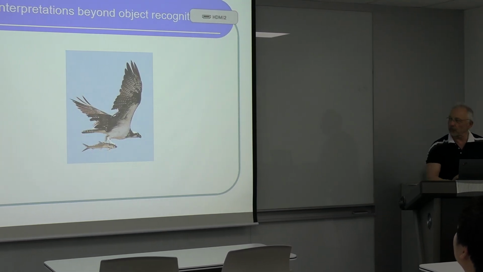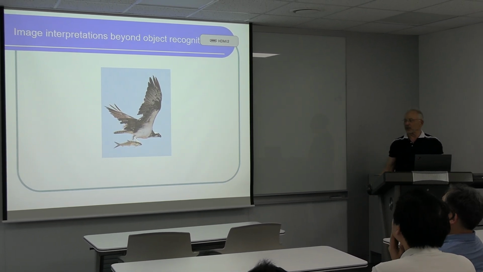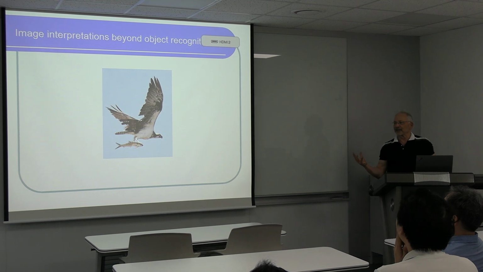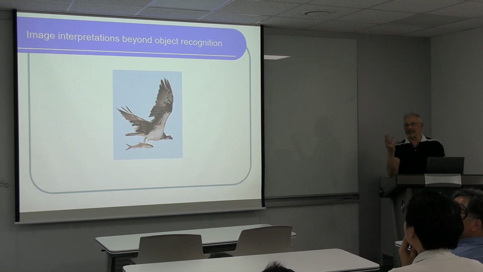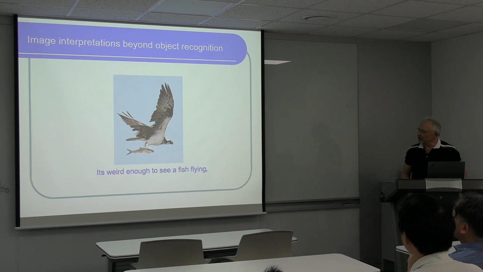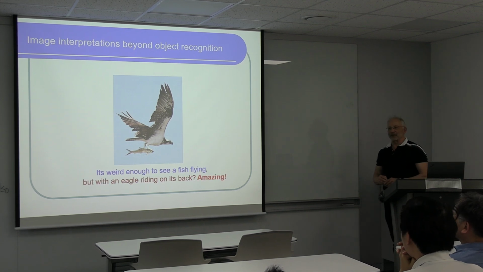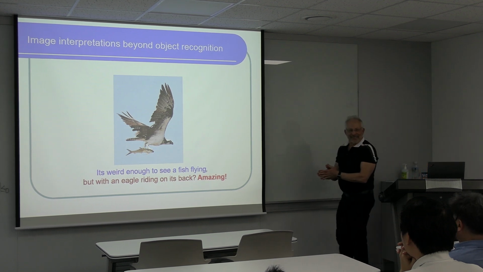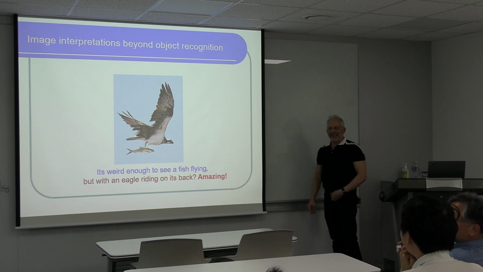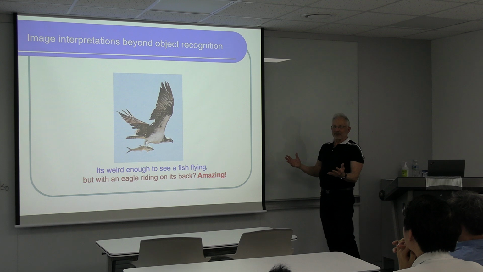Image interpretation. So we have this real picture. And the question is, how do we interpret this scene? What is the common sense of this scene? And one can say, oh, it's weird enough to see a fish flying, but having an eagle riding on its back, that's really amazing. Yeah, this is a very good example. This is a wonderful example, because how do you interpret this?